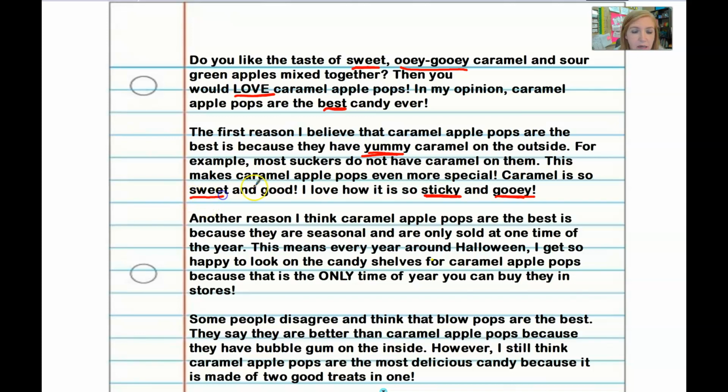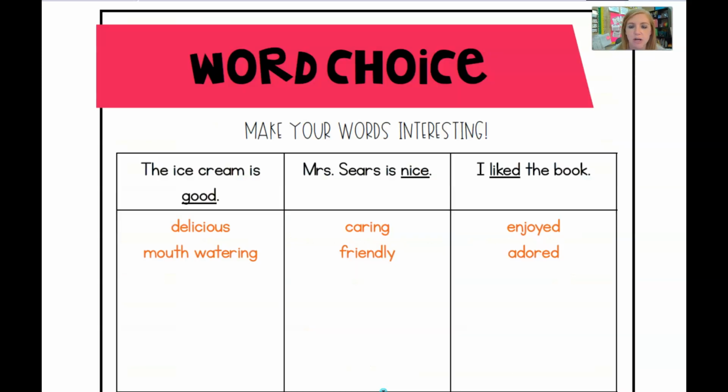Sweet again, but this is the word that I mentioned earlier that we kind of use too much. We just say it's good, it feels good, it looks good, it tastes good. Well, what is good? Caramel is so sweet, and what's another way that I could say good but in a more interesting way? Let's go back to our anchor chart.